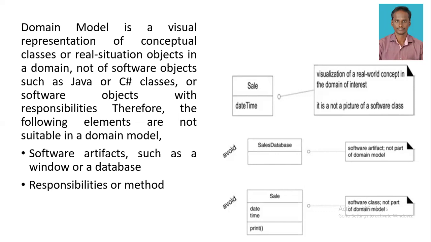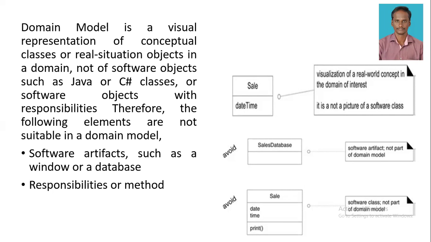And next we have the sale class. It has two attributes, date and time, and it has a method called print. The second point we discussed was that it should not have any responsibilities or methods. But this sale class has a method called print, so it will not be used as a domain model. It may be a class, but it will not be part of the domain model.